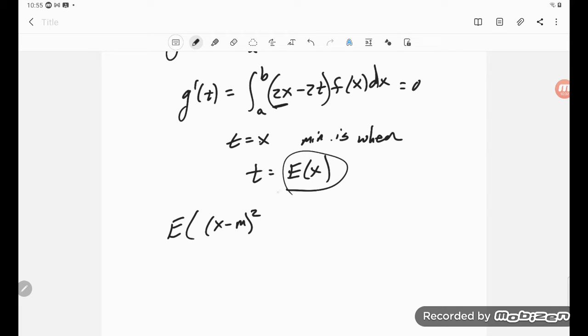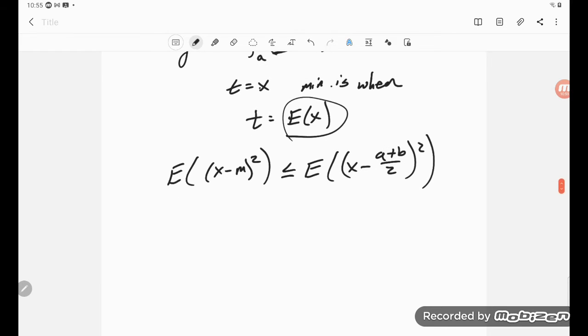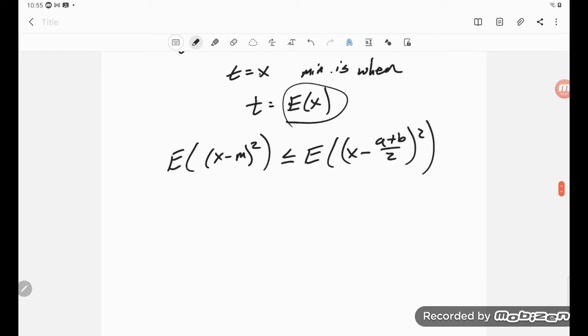So that means that if we take the expected value of x minus m squared, that is going to be less than or equal to the expected value of x minus, and I think what we want here is a plus b over 2, squared, like that. Okay, so I'm going to pause for just a second while I make sure I've got this right.